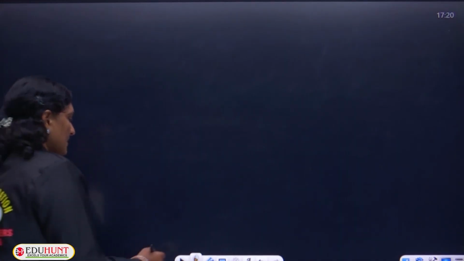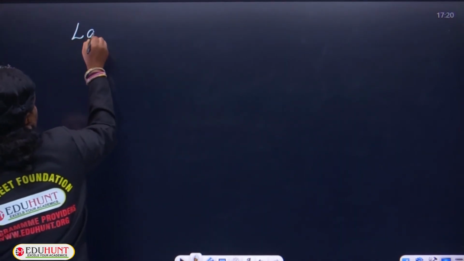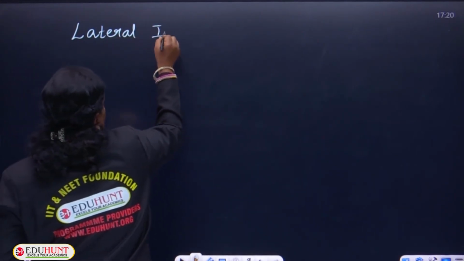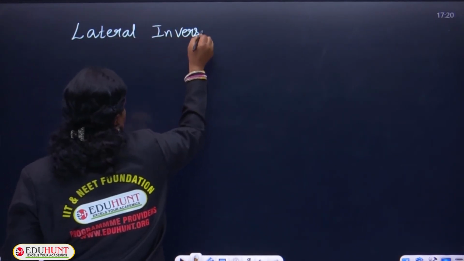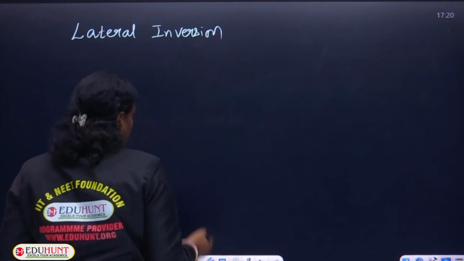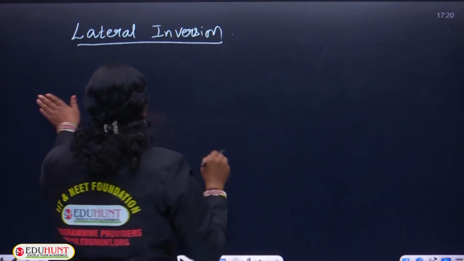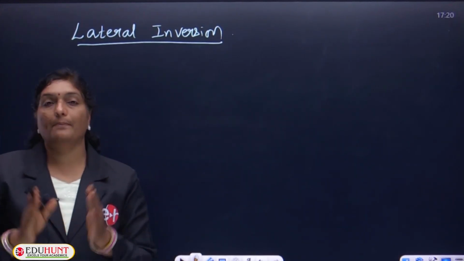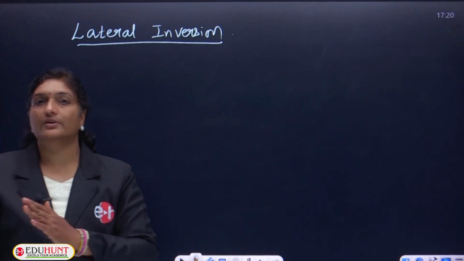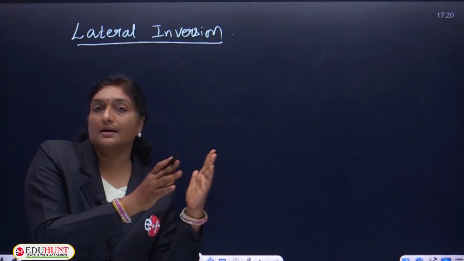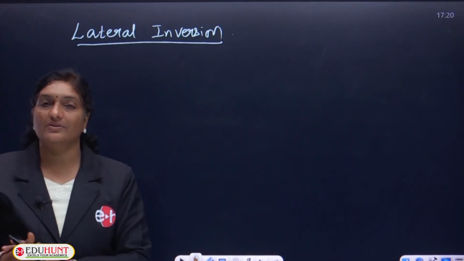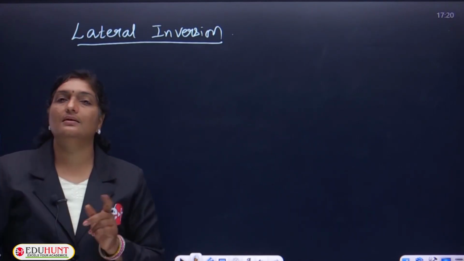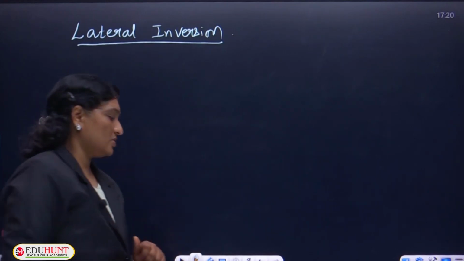With the next concept, that is lateral inversion. As we have already discussed regarding lateral inversion, children. So what is lateral inversion? The phenomenon of appearance of left towards right, whereas right appears towards left. This phenomenon of appearance is called lateral inversion.